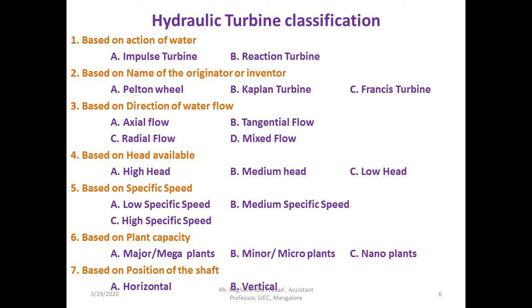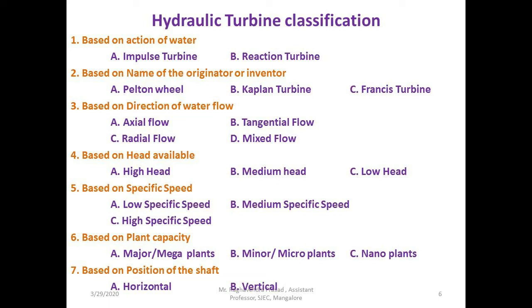Next, based on the specific speed, there are three types: low, medium, and high. Specific speed is inversely proportional to head available. If the head available is high, the amount of water required is less. Hence, the specific speed will be low. Whereas, if the head available is low, then a large quantity of water is required. Hence, the specific speed will be high.